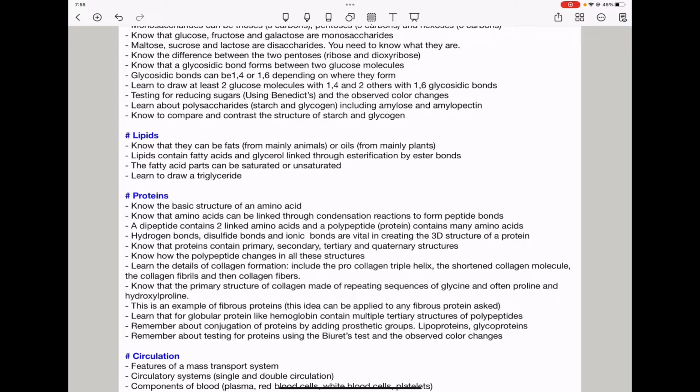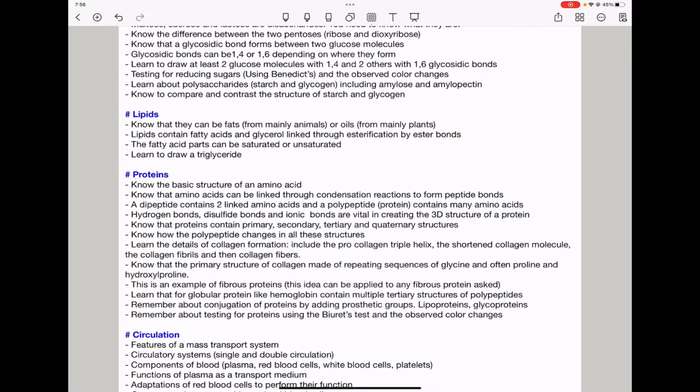You need to know that hydrogen bonds, disulfide bonds, as well as ionic bonds are vital in creating the 3D structure of a protein. You need to know that proteins contain primary, secondary, tertiary, as well as quaternary structures, because these could be examined. They can ask you to describe how these structures are and what type of bonds exist between them. You need to learn the details of collagen formation.